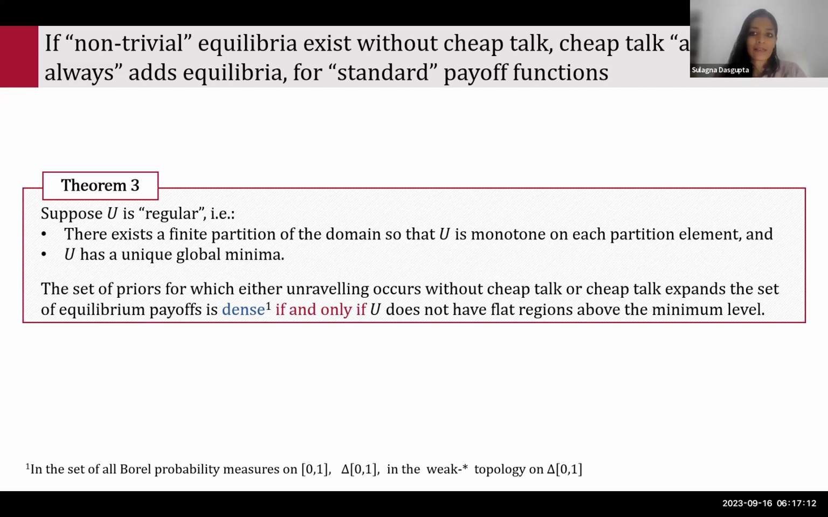The result says that for nice enough payoff functions, the set of priors for which either unraveling occurs without cheap talk, or cheap talk expands the set of equilibrium payoffs, is dense in the set of all priors, the Borel probability measures over the state space, if and only if the payoff function does not have flat regions above the minimum level. The purpose of this result is to give a sense that cheap talk very often makes a difference in outcomes in general, not just in preventing unraveling.